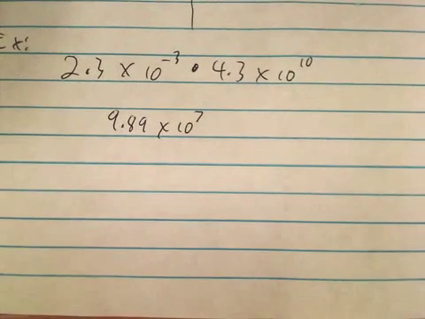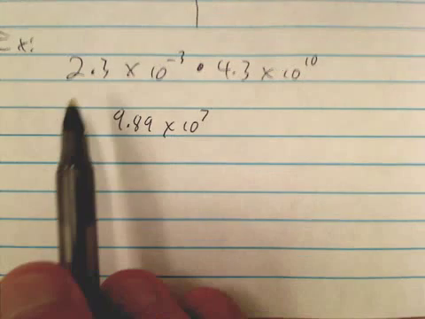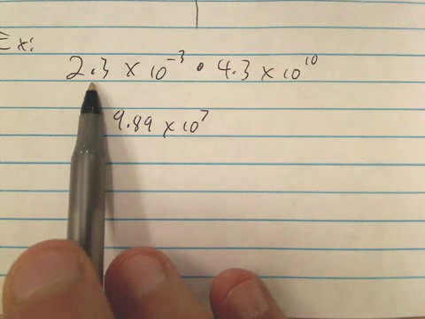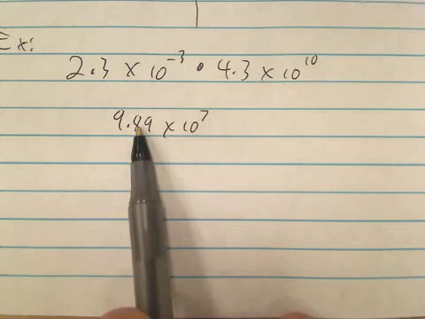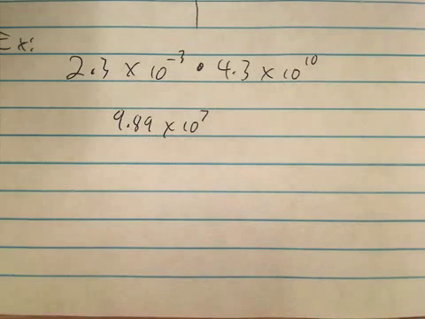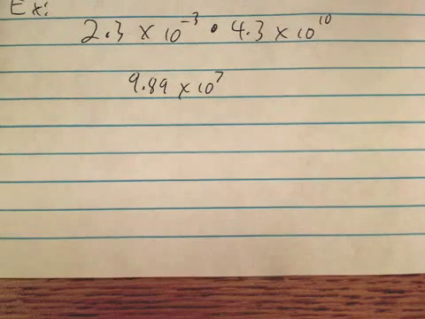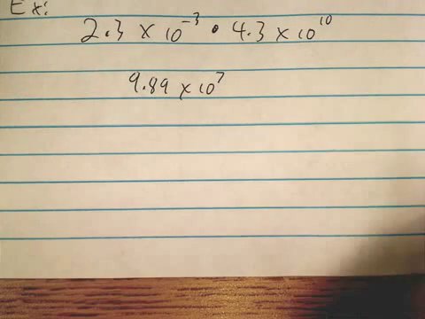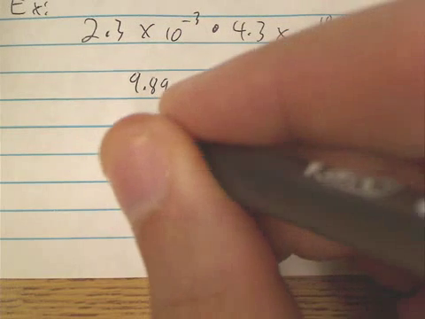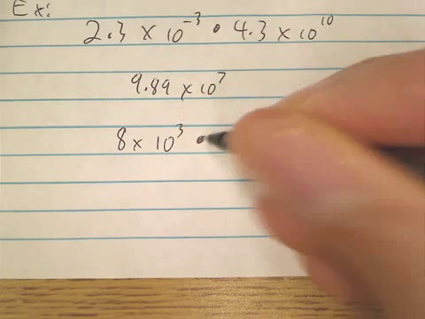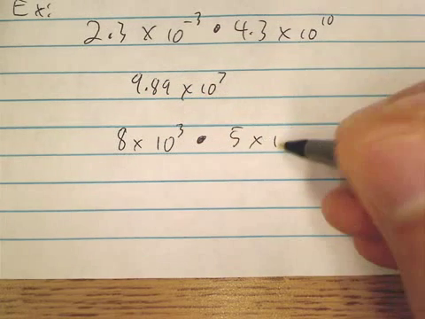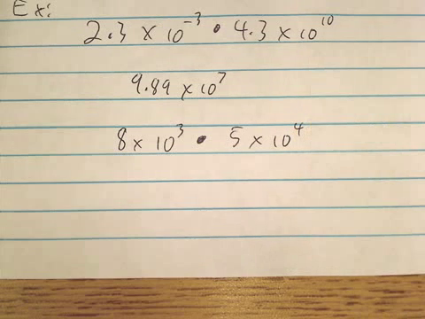scientific notation. You'll remember that in scientific notation, this number out here has to be between 10 and 1. So that's between 10 and 1, that's between 10 and 1, and that's between 10 and 1. So that's okay. If it's not between 10 and 1, it's actually easy to fix. So let's do another one and make sure it'll be bigger than 10. How about something simple? 8 times 10 to the third times 5 times 10 to the fourth.